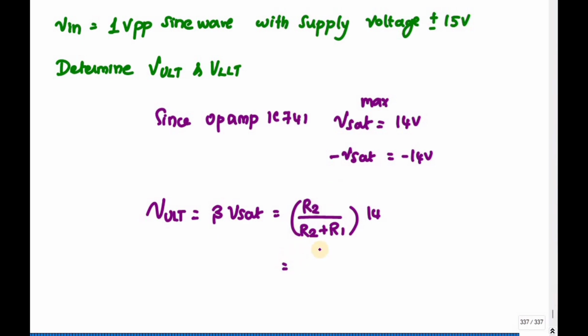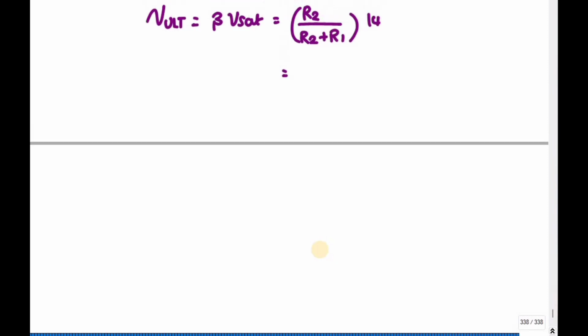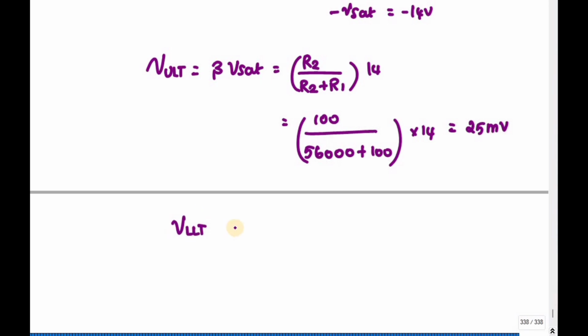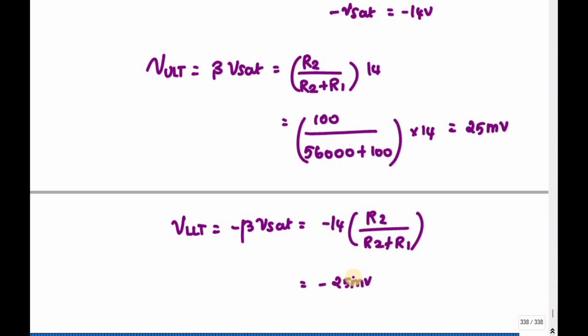So how to solve this one? 100 divided by 56,000 plus 100, into 14. If you solve, you'll get the answer as 25 millivolt. And what is VLLT? That is equal to minus beta Vsat, that is equal to minus 14 into R2 divided by R2 plus R1, that is equal to minus 25 millivolt.